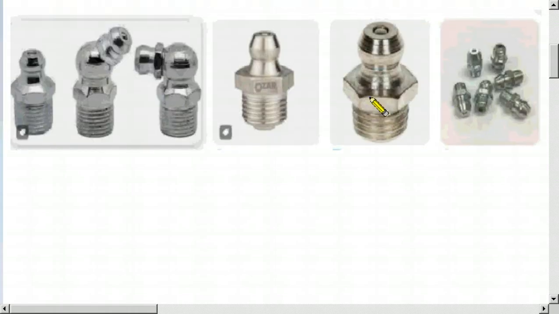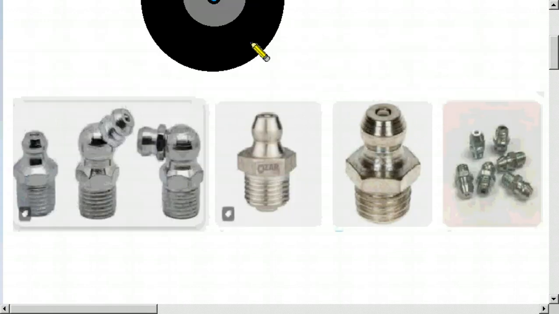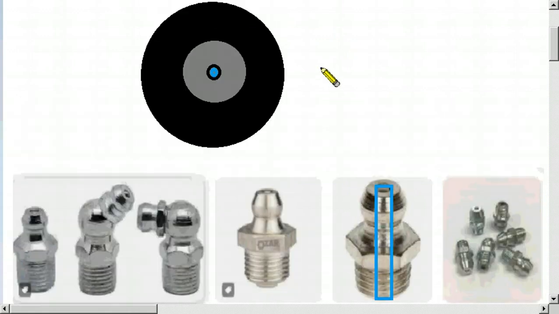If I show you some images, grease nipples are like this. It is just a small cylinder. There is a hole inside, a cylindrical hole. So actually it is a sort of metallic tube. This one is called a grease nipple. When you look at it from the top, you can see just this ring, only this hole, as I showed here. That is what we call a grease nipple.